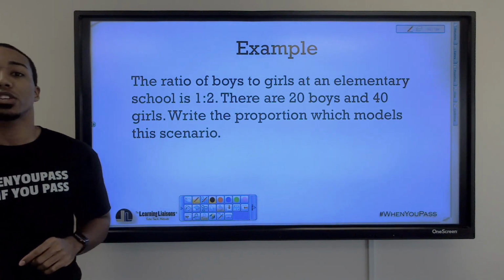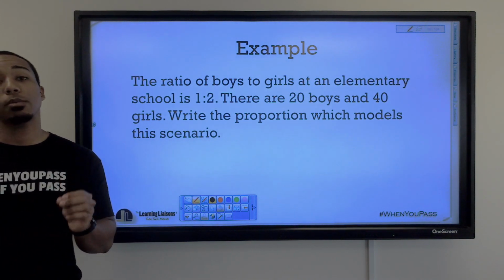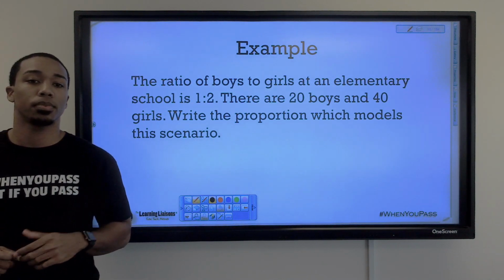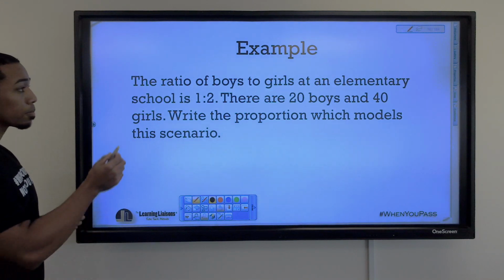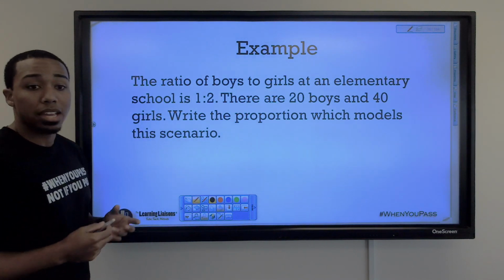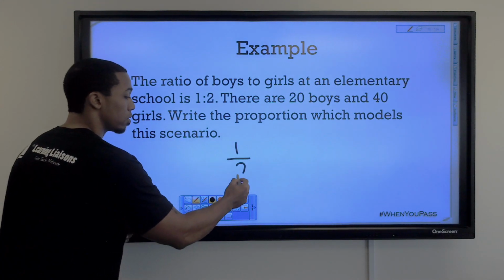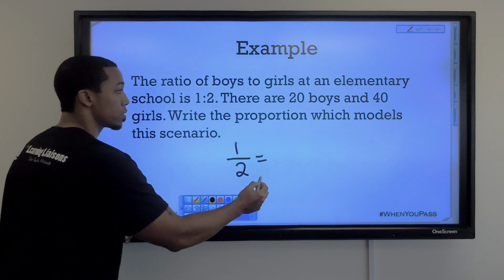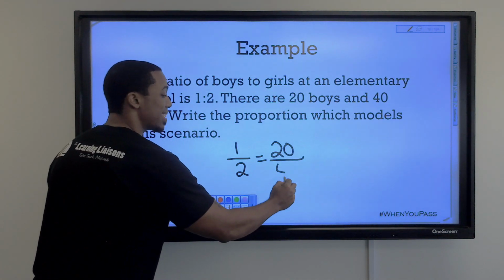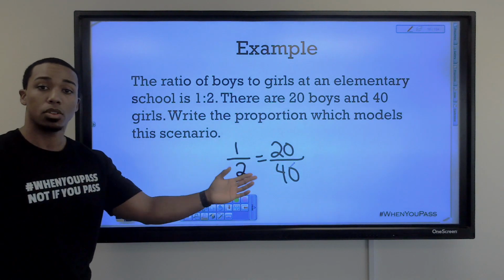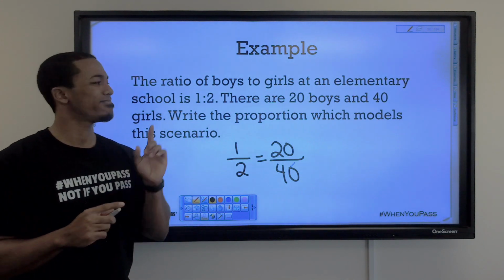The ratio of boys to girls at an elementary school is 1 to 2. There are 20 boys and 40 girls. Write the proportion which models the scenario. So 1 to 2, I can go ahead and represent that as 1/2. And I can say that this equals 20 over 40. Now, here's why this makes sense. First of all, the ratios are equivalent. 1 is half of 2, 20 is half of 40.